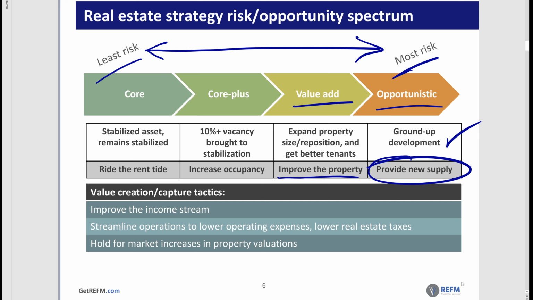Common across all of these strategies are the general tactics of improving the income stream, streamlining operations perhaps to lower operating expenses, pursuing a favorable real estate tax reassessment to lower your real estate taxes, just generally speaking, lowering your costs.